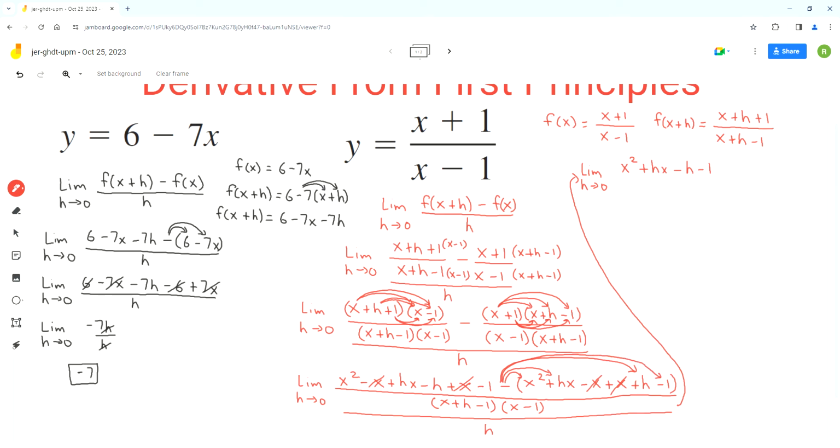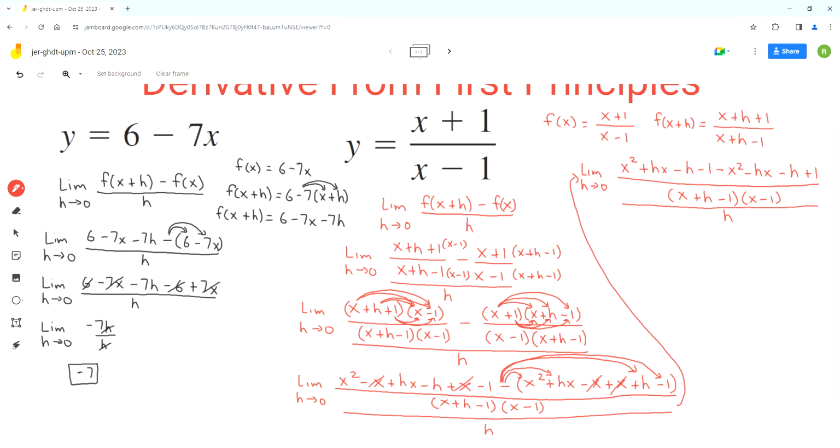And then we get negative x squared, negative hx, minus h, and then plus 1 over the common denominator x plus h minus 1 times x minus 1 over h.